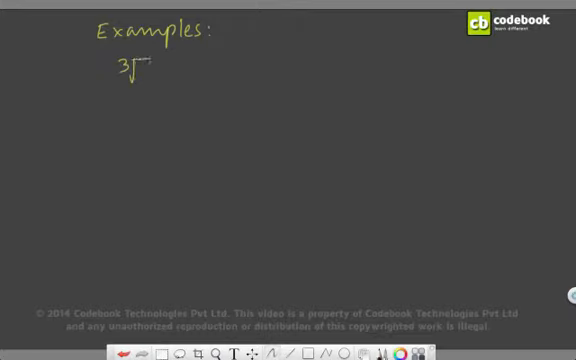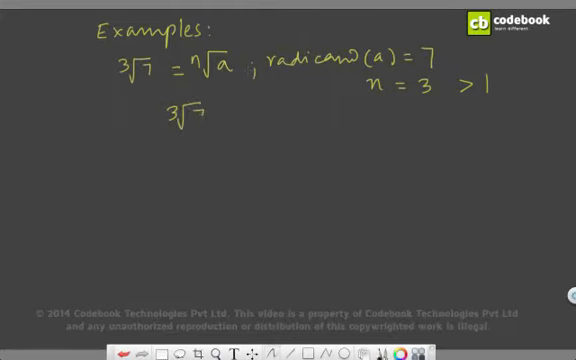Consider the expression cube root of 7. This is in the form of nth root a. The radicand a over here is equal to 7 and the n here is 3. So n is a positive integer which is greater than 1 and a is a positive rational number, and a over here, which is 7, cannot be expressed as the third power of any other rational number. So cube root 7 is a surd of third order.